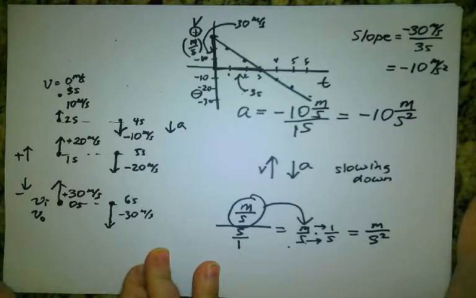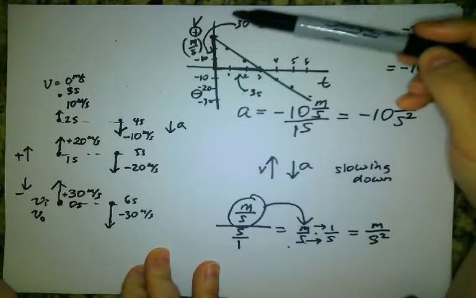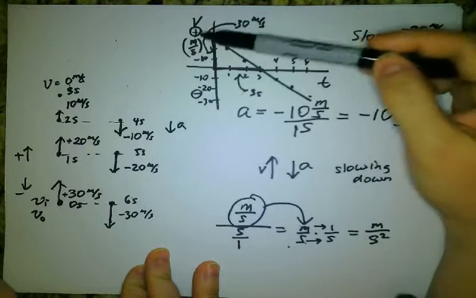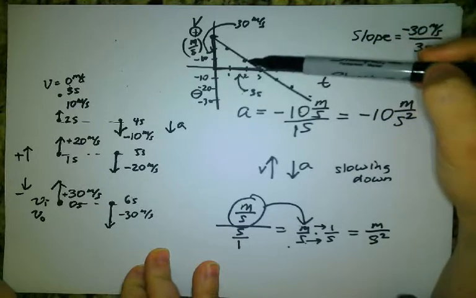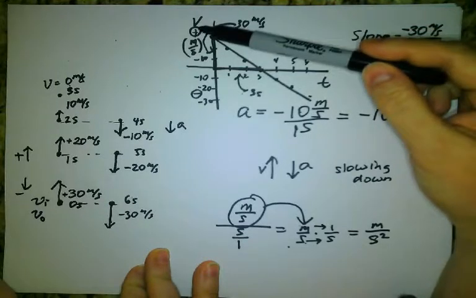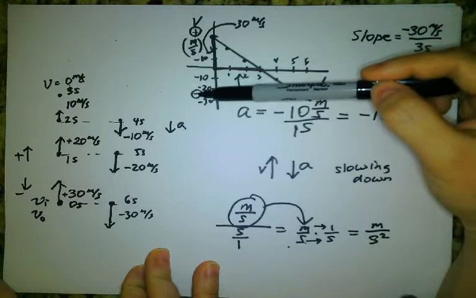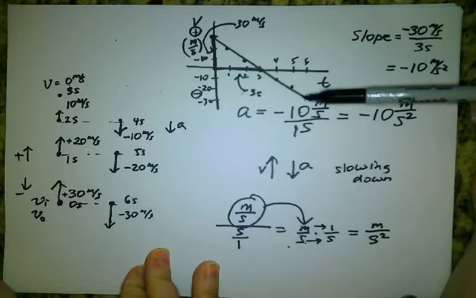On a velocity time graph, any point in the plus part means you're moving up or to the right. Any point in the minus part means that you're moving to the left or down, as in this case.